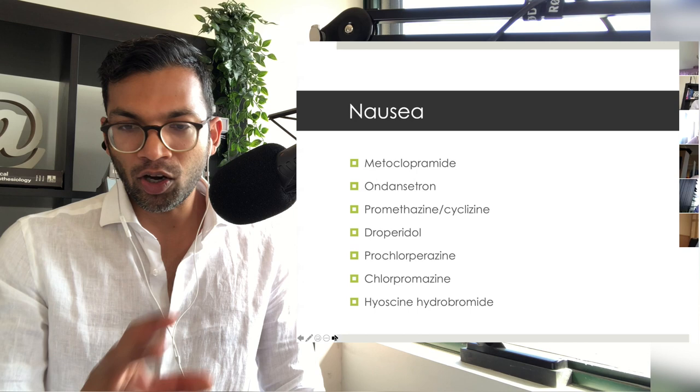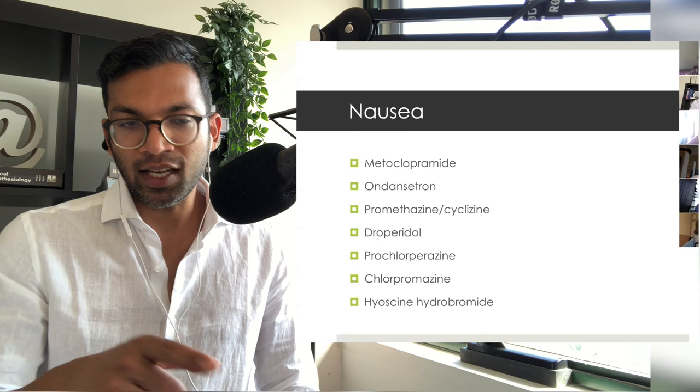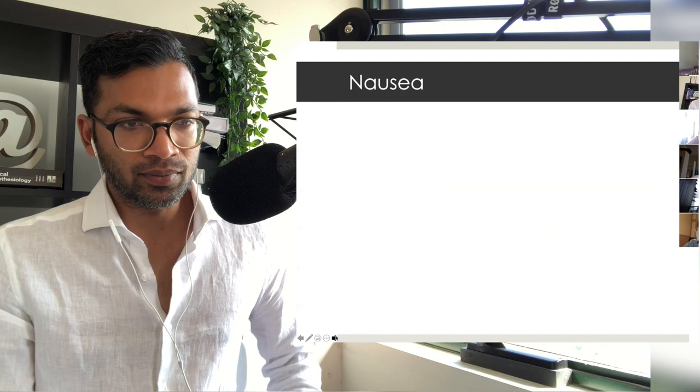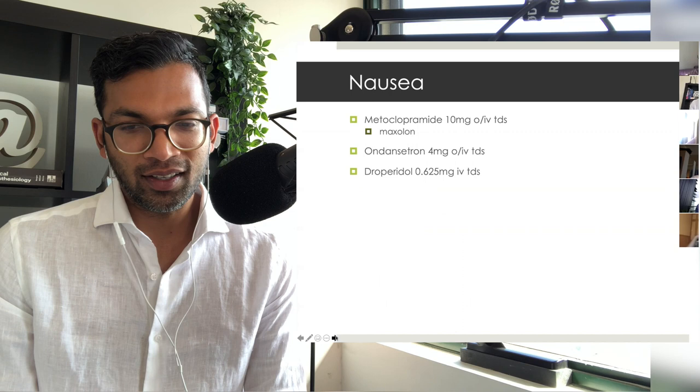These are probably the most common ones you'll come across, and the way I look at antiemetics, which will be a whole other talk, is there's multiple receptors and inputs into the vomiting centers, and you can target any of these different receptors through this kind of format. And I'll just give you some doses. So metoclopramide, 10 milligrams oral or IV TDS, that's called Maxolon. Ondansetron, 4 milligrams oral or IV TDS.